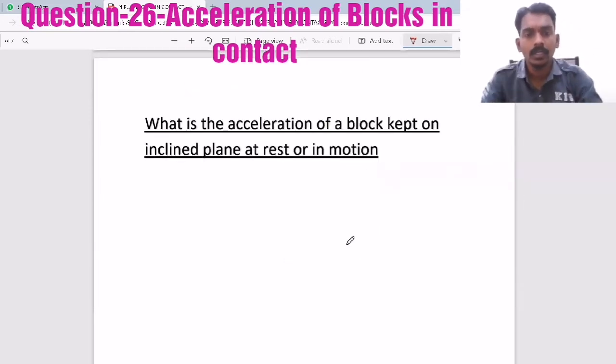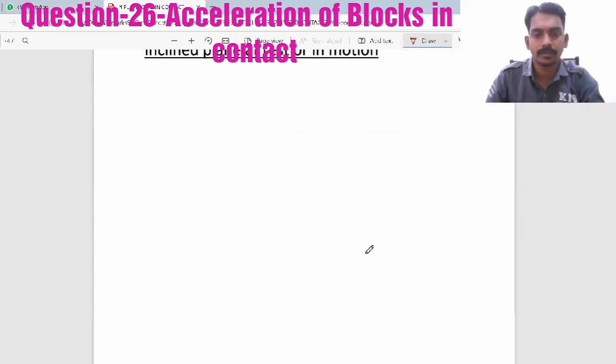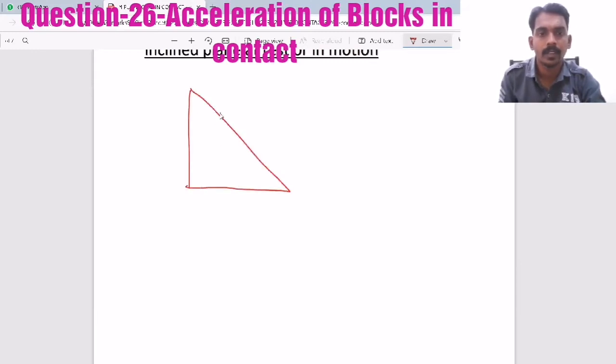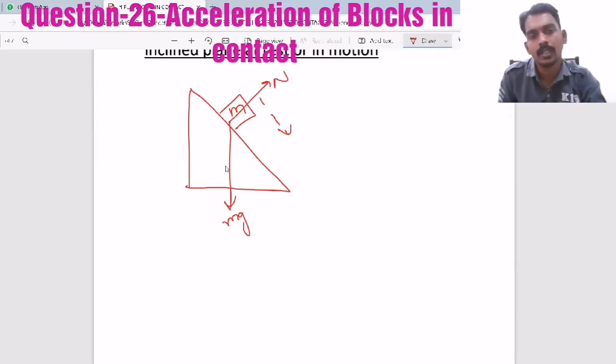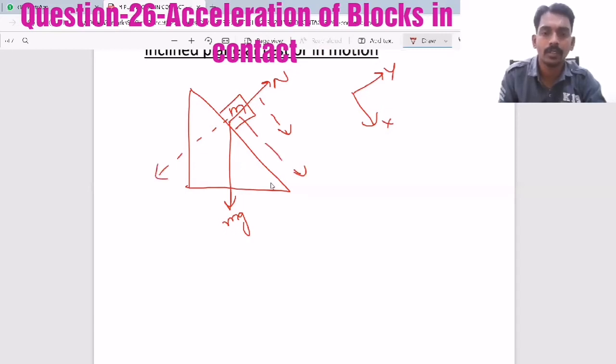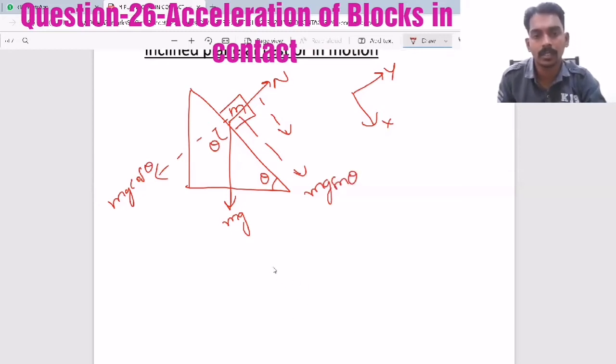Now, what is the acceleration of a block kept on an inclined plane, at rest or in motion? When you take an inclined plane and a block of mass m kept on it, coming down, you have to draw the free body diagram with the forces acting first. Then choose the direction of motion as x and the perpendicular as y, and take components along x and y. If this is theta, then this is theta. So the component perpendicular to the incline is mg cos theta, and the component along the incline is mg sin theta.